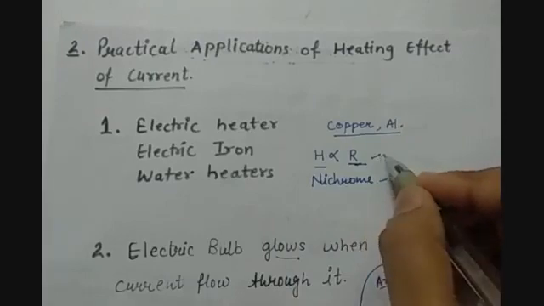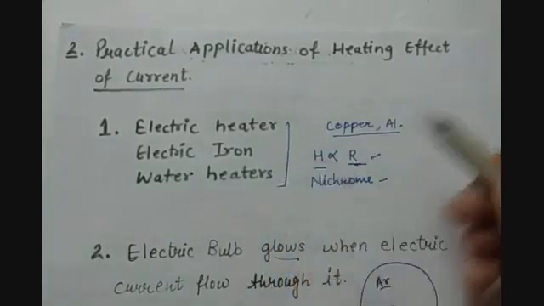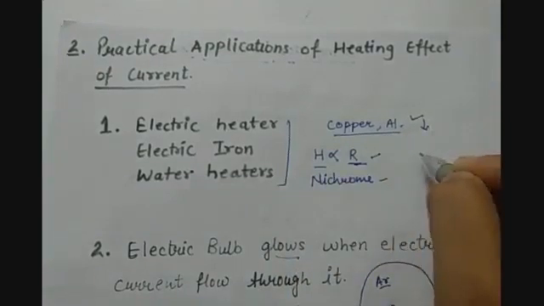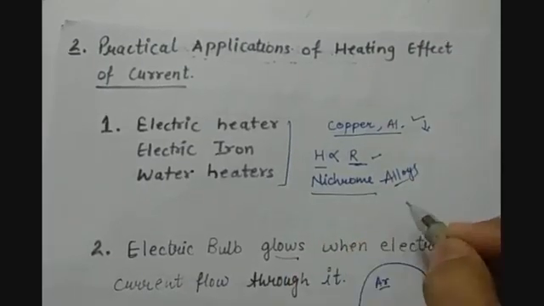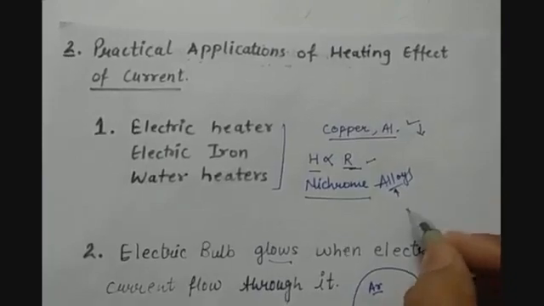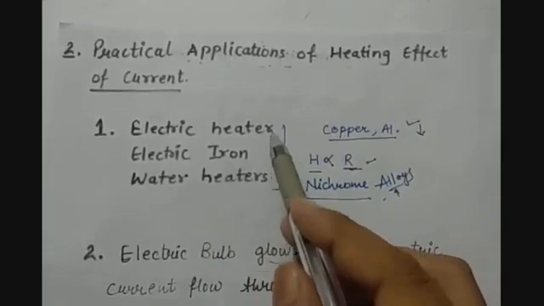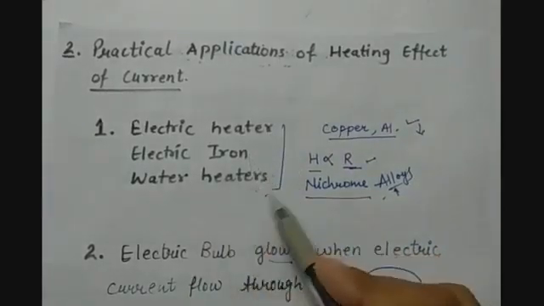So the conductors which are having a very high resistance are generally used to make the filaments of electric heater, iron or water heaters. So metals are generally not used for this purpose, because metals are having a very low resistance. So the alloys are basically used like nichrome, because they are having a very high resistance, very high melting and boiling points. So these are used for making the filaments of electric heater, electric iron and water heaters, toasters as well.